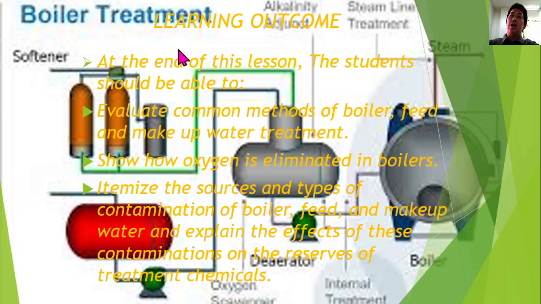We have here the learning outcome. At the end of this lesson, the students should be able to evaluate common methods of boiler feed and make-up water treatment, show how oxygen is eliminated in boilers, itemize the sources and types of contamination of boiler feed and make-up water, and explain the effects of these contaminations on the reserves of treatment chemicals.